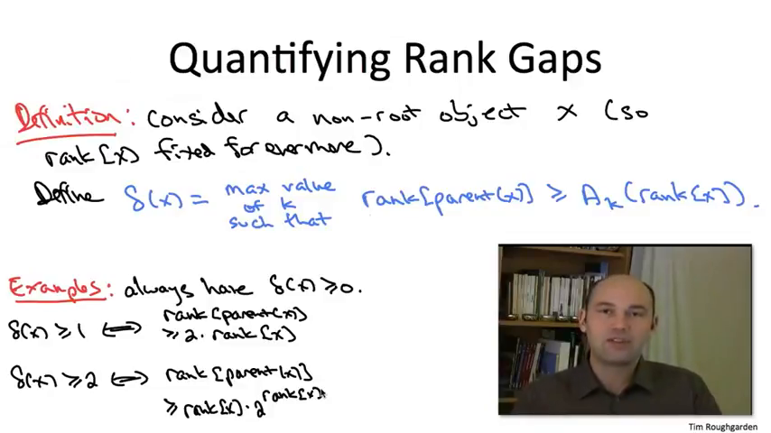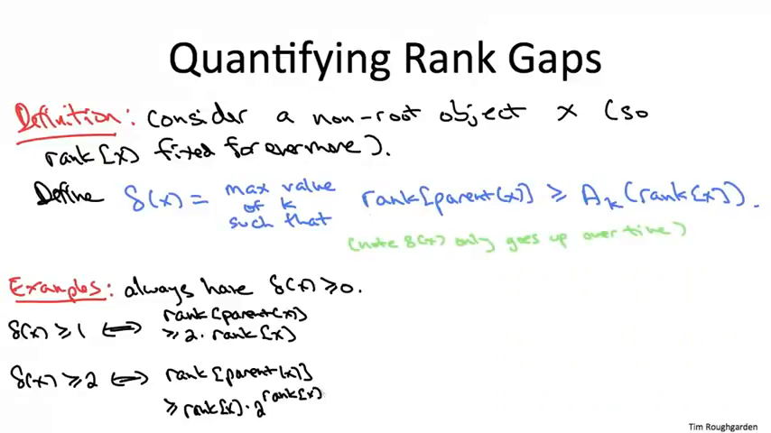So now that we understand this better, one thing that should be clear is that the delta value of an object x can only go up over time. Remember, we're talking only about non-root objects x, so x's rank itself is frozen forevermore. The only thing that's changing is it's acquiring potentially new parents through path compression, and each new parent's rank is bigger than the previous one, so the gap in the ranks is only going up, and therefore the delta value of this object x can only go up over time.